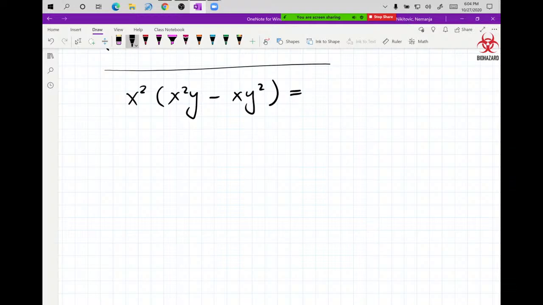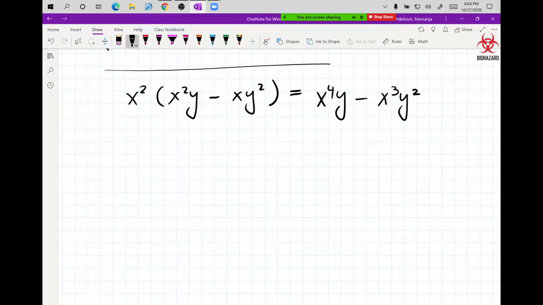What should I write as the answer? x4y minus xy squared. Close. x4y minus x cubed y squared. So y squared, yes. So this cube was missing.